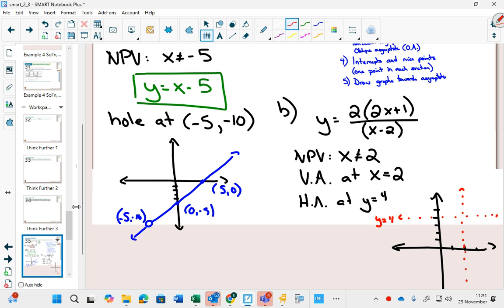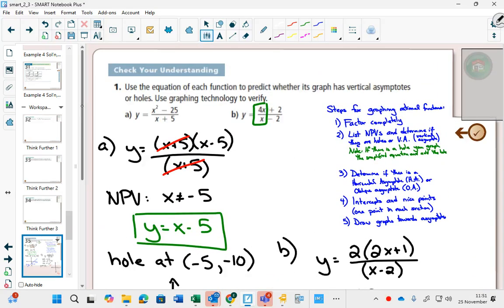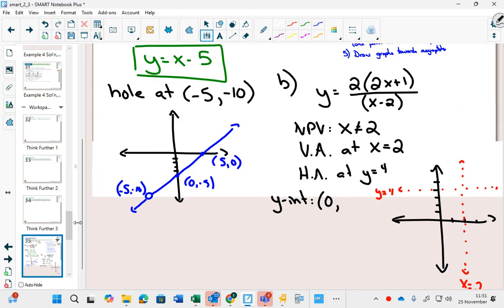So I can add that to my graph as well. That's step 3. Step 4, find all of your intercepts. The y-intercept is always the easiest. I would go to my original equation and plug in 0 for x. So I'm going to scroll back up. Really easy to see that if I plug in 0 for x, everything in that green box would be 0. And I'd just be left with positive 2 over negative 2. So my y-intercept is going to be at (0, -1).